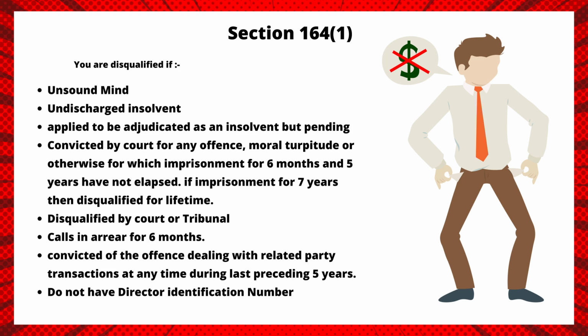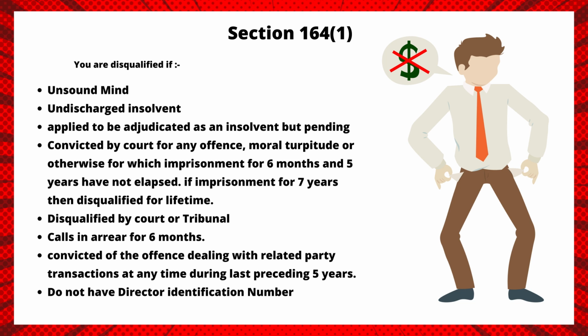Okay, what does clause A say? Clause A says that if a person is of unsound mind, then he can't be a director of the company. The second clause says that if you are an undischarged insolvent, you are insolvent and you are undischarged, at that moment you can't be a director of the company.